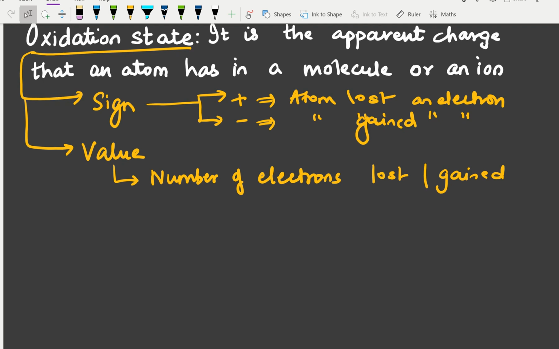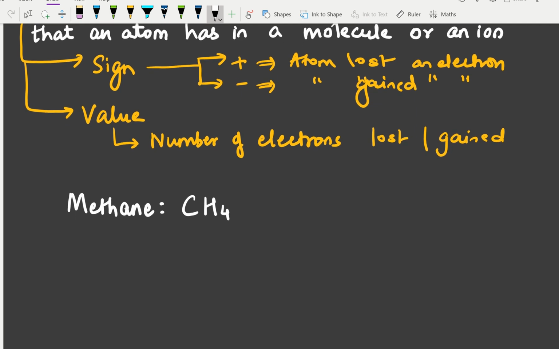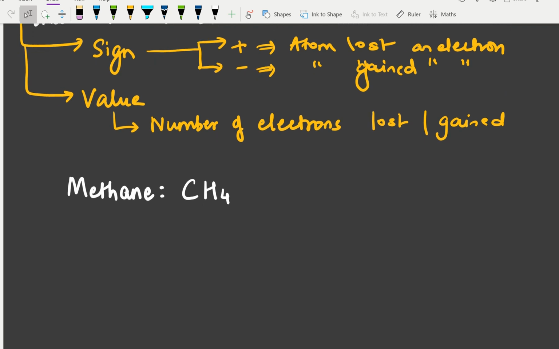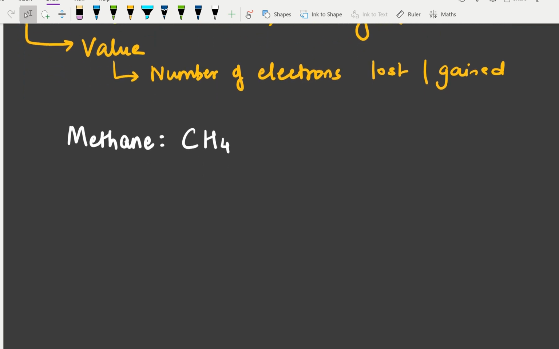So to begin with, let's talk about methane. You know the formula for methane. If you have not yet studied organic chemistry, you won't know the formula for methane, but it's still fine, I'll tell you. Methane is CH4, and methane is technically a covalent compound. A compound formed by sharing of electrons is a covalent compound, right? So now over here, how do I find out the oxidation numbers?